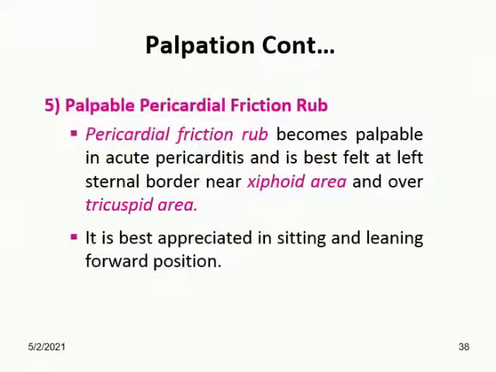Palpable pericardial friction rub. A pericardial friction rub becomes palpable in acute pericarditis and is best felt at the left sternal border near the xiphoid area and over the tricuspid area. It is best appreciated in the sitting and leaning forward position.